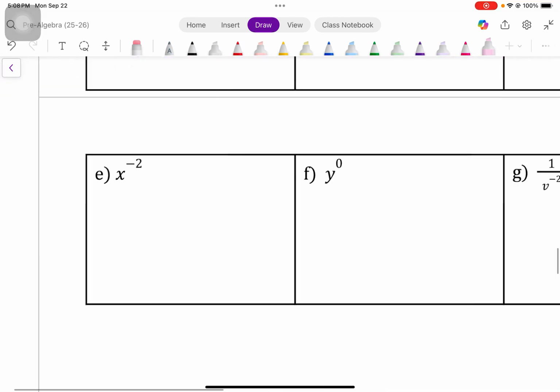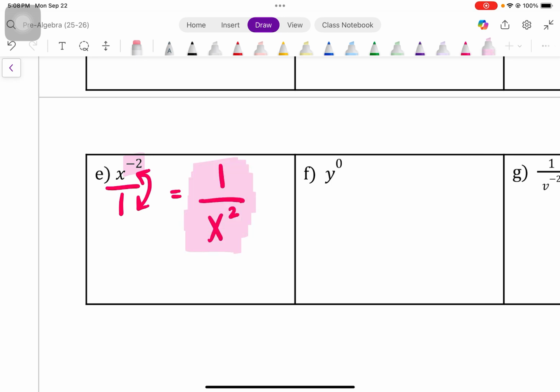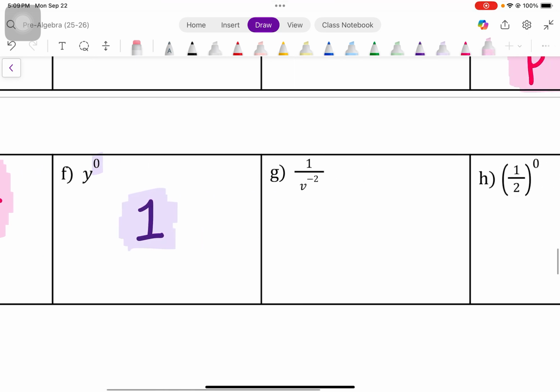Jumping down to letter E, again, a negative exponent. So what we have to do is turn it into a fraction and flip that fraction. So our answer is just 1 over x squared. It was sad, now it's happy. Letter F, y to the 0 exponent, anything to the exponent of 0 is 1. G, I have a negative exponent, so that means I need to flip it. It's in the wrong spot. I'm going to flip my fraction. So this is v squared over 1, which is just v squared. V squared should be our final answer.